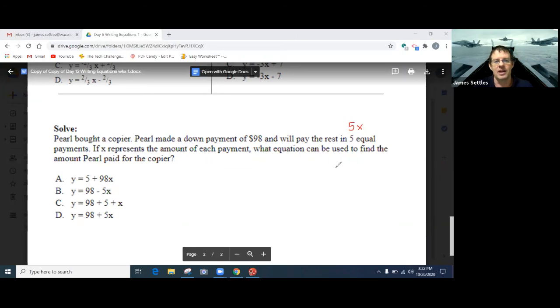And so let's see. We've got to have 5x right there. So it's not that, and it's not that. It's got to be one of the ones with 5x. And it says that he made a down payment of $98, and then he's going to make 5 more payments. So how much did he pay altogether? Well, we're going to add everything together to see how much he paid. So it would be D. That's just a tough question right there.